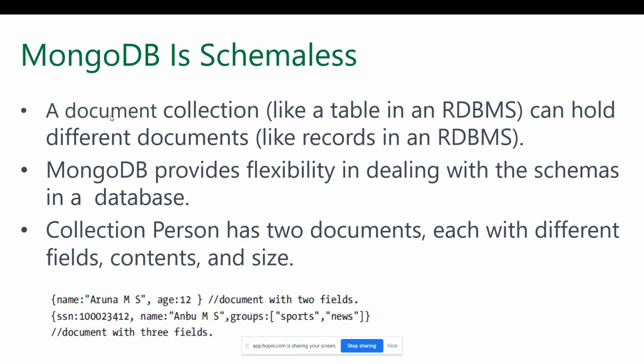So it has document collections like tables. You can see a collection of person with two documents here, each with different fields, content and size. You can see one person, and another person with the same name, group, etc. These are two documents with different fields, content and size.